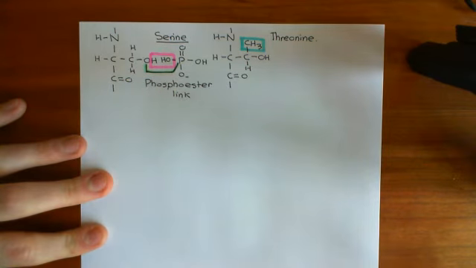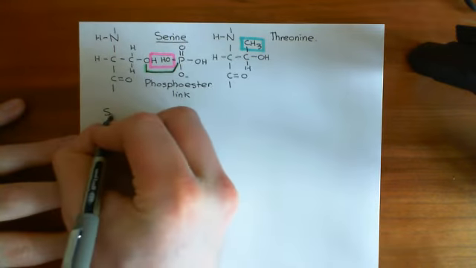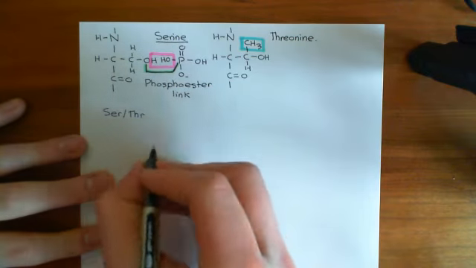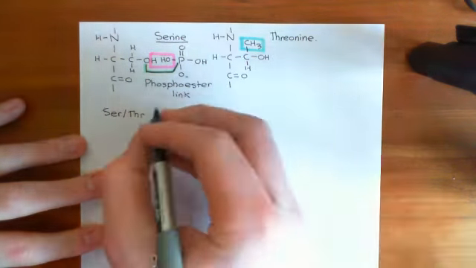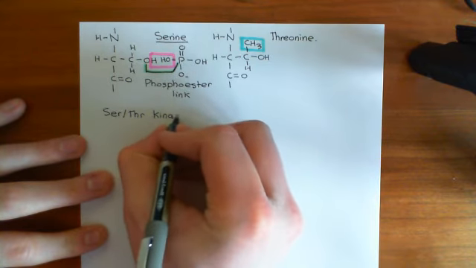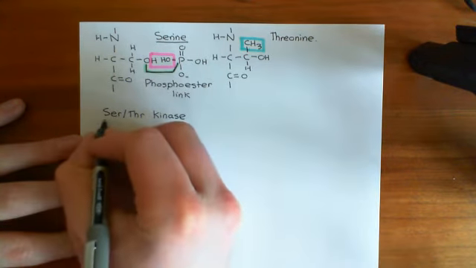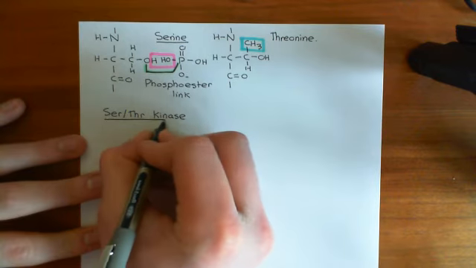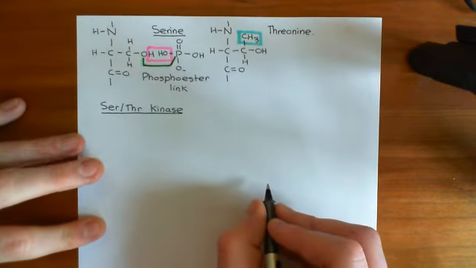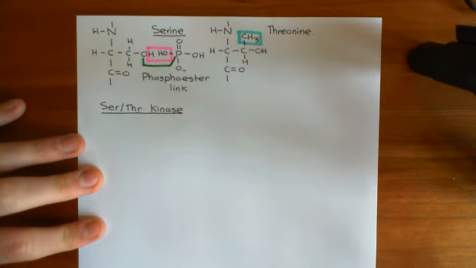Serine-threonine kinases are often abbreviated to SER, which is the three-letter abbreviation for serine, THR, which is the three-letter abbreviation for threonine, and then kinase. What these are going to do is phosphorylate serine and threonine residues within proteins, and this is going to moderate the function of those proteins, or modulate the function of those proteins.